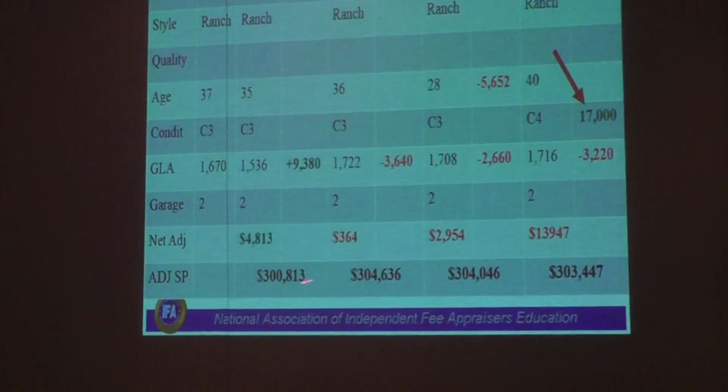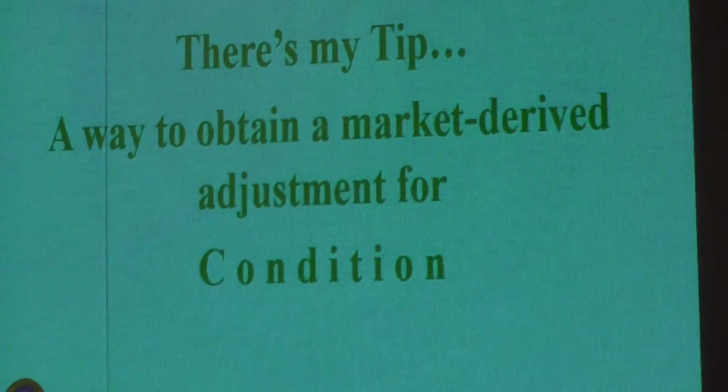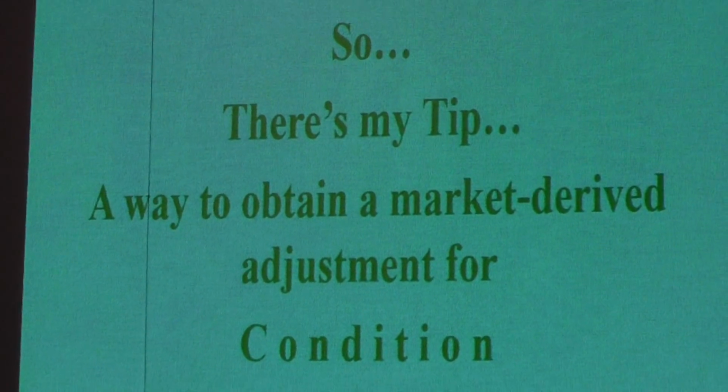So now all we've got to do is go back to our grid, plug in the adjustments, and voila, there we have it. Isn't that a nice range? See, there it is, right in front of your very eyes. You have a market-derived adjustment for condition.